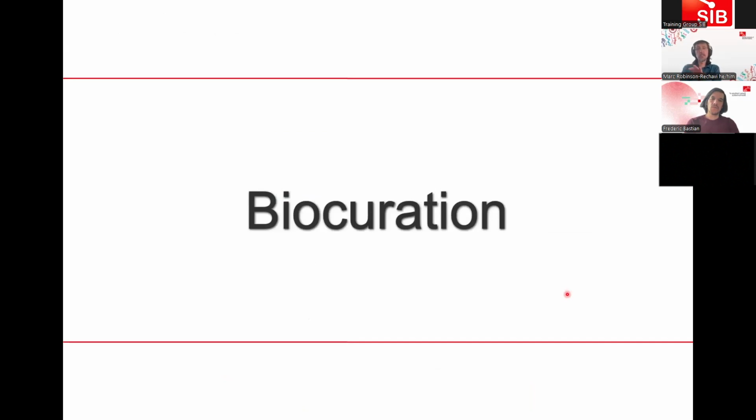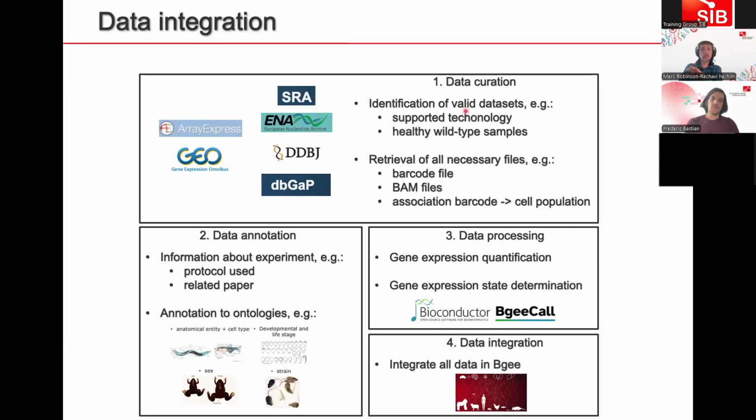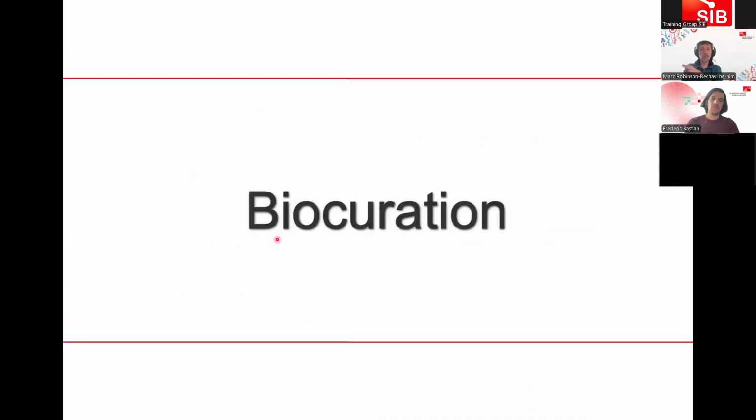Now, the first things I showed you here is curation and annotation. And this is part of what we call more broadly biocuration. Biocuration is a very important effort which is done behind the scenes in different bioinformatics resources. It's one of the things which puts us apart from resources which are not curated, and so I want to explain it a bit.